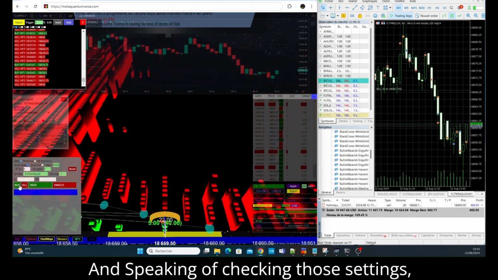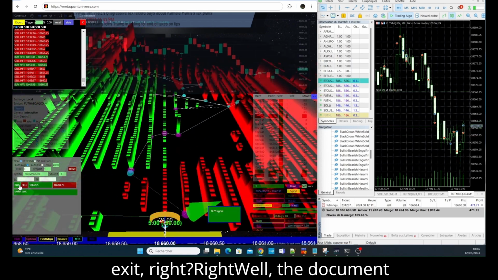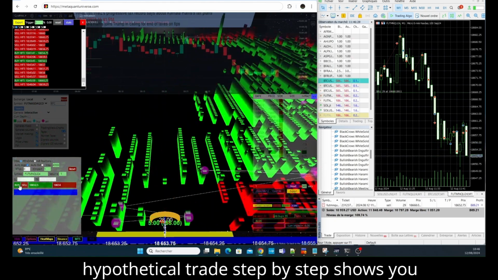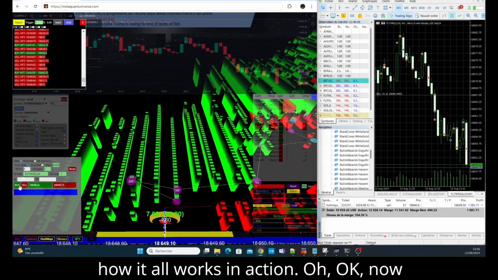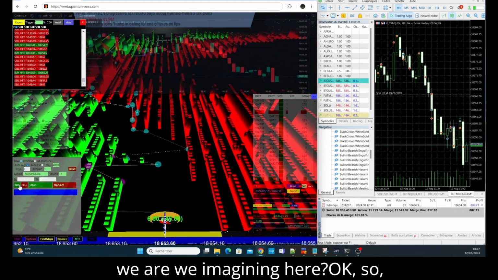And speaking of checking those settings, remember all those features we talked about, the max, the X tick, the auto exit? Well, the document actually walks through a hypothetical trade, step by step, shows you how it all works in action. Now you're speaking my language. Let's walk through this. What kind of trade are we imagining here?